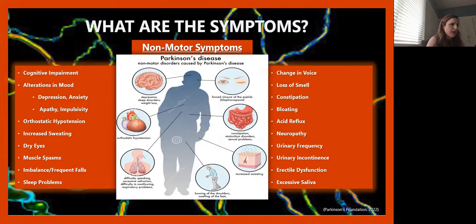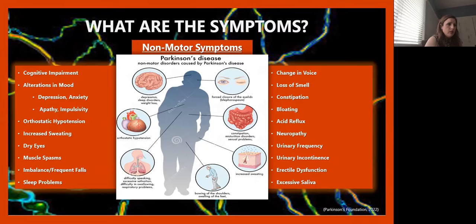Other things would be imbalance, frequent falls, being clumsy, disorganized movement. So constantly dropping things, tripping over curbs, rugs, stairs, very common. And this coordination of movement requires multiple parts of the nervous system to work together. And if one is damaged, such as in Parkinson's, this type of abnormal movement will start.